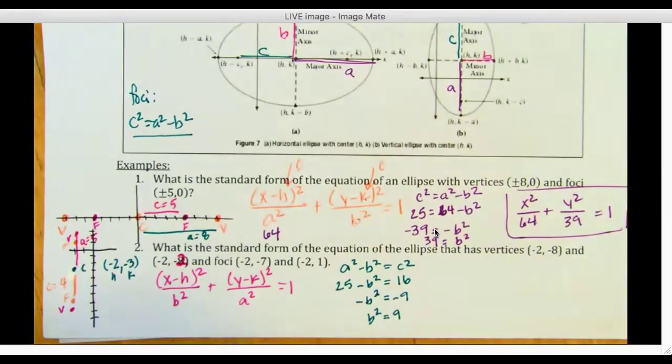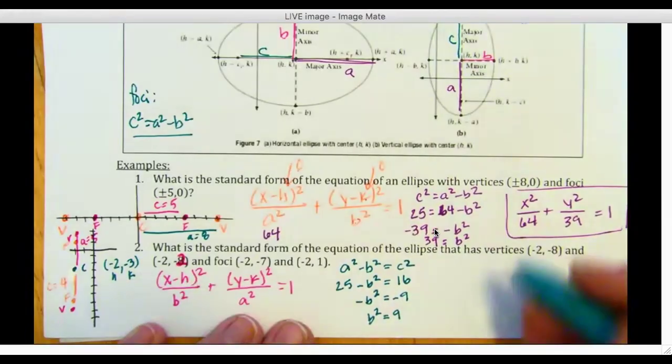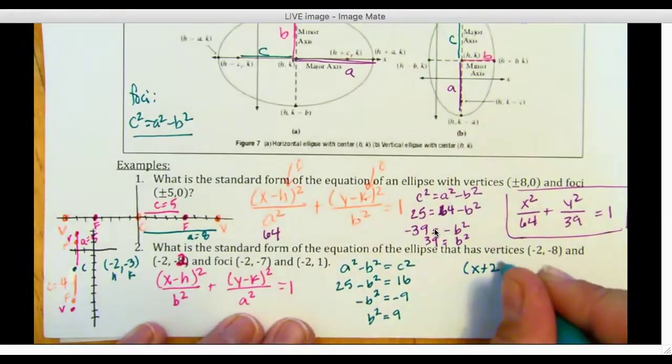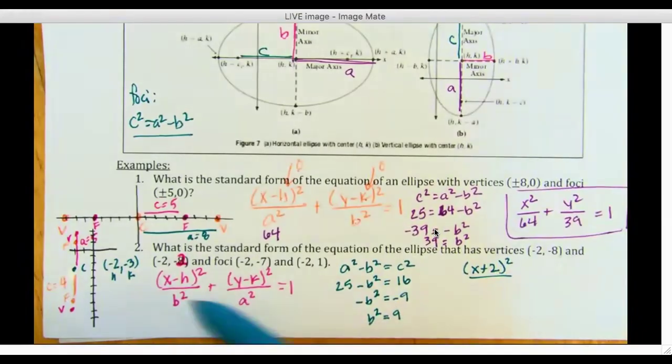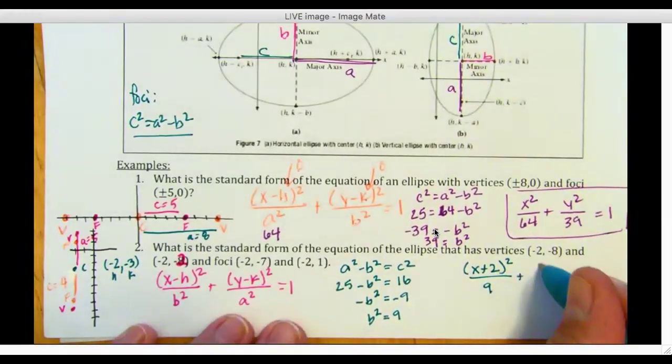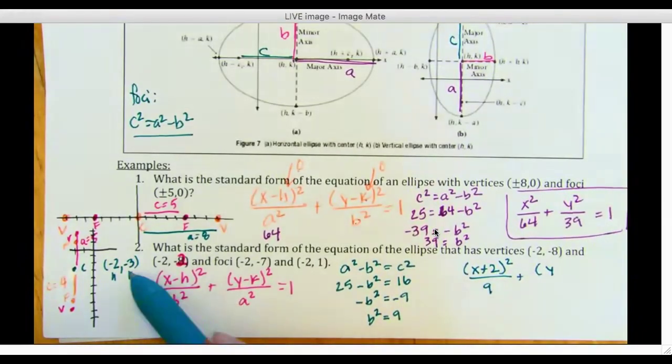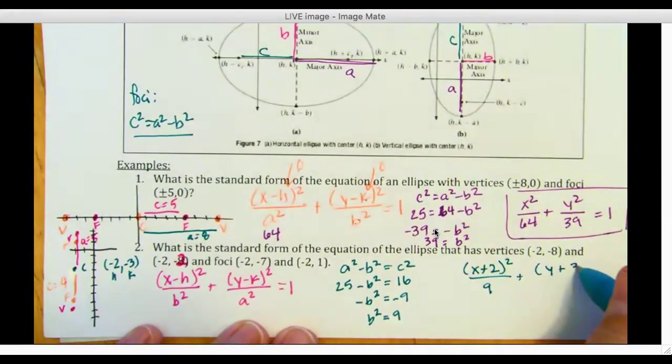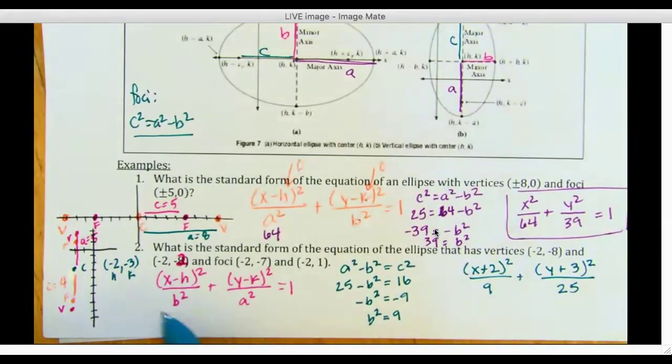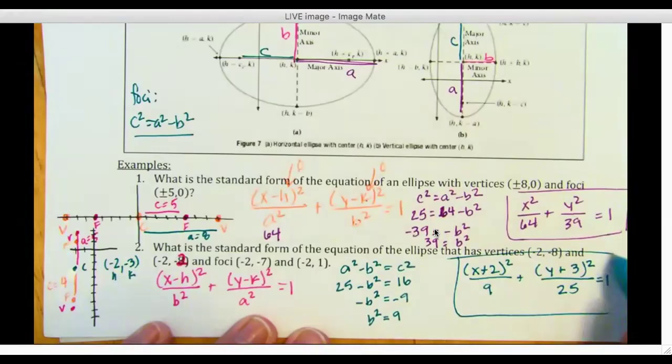And so I can go ahead and write my equation. h is negative 2, so that'll be (x plus 2) squared over my b squared, which is 9, plus (y, and then my k is negative 3, so this will be plus 3) squared over 25, my a squared value. Remember, a is 5, the distance from the center to the vertices, and then equal to 1. And so that is the equation of this ellipse.